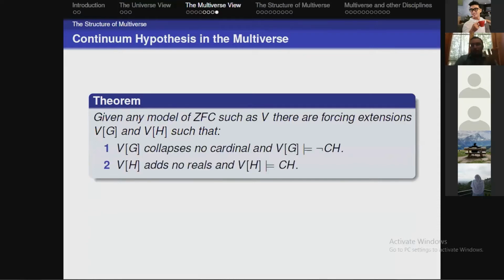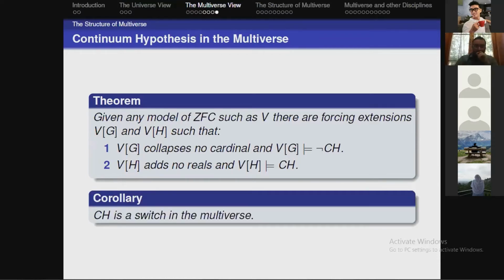So in this sense, what is a switch? For example, given any model of ZFC, such as V, there are forcing extensions V[G] and V[H], such that V[G] collapses no cardinal and is a model of the negation of the continuum hypothesis, but V[H] adds no reals and is a model of the continuum hypothesis. So from any given model, any given universe of mathematics, you have a pathway to one universe and another universe. In one, you lose the continuum hypothesis and in the other it holds. So you have two pathways from every universe to a universe with a different version of the continuum hypothesis. So it says that CH is a switch in the multiverse. We will come back to this definition later on in this lecture.